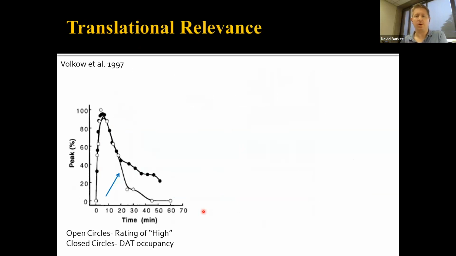So in some of the early work by Volkow, they would look at DAT occupancy, and this is where cocaine and other things bind, at the dopamine transporter, or DAT. And what we see is that if you ask them about their ratings of high, and you can see that in the open circles, and then you look at DAT occupancy, which in a way is indirectly measuring drug in the brain, that the ratings of high subside far before the drug is out of the system.